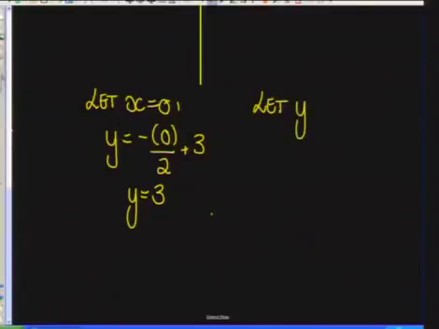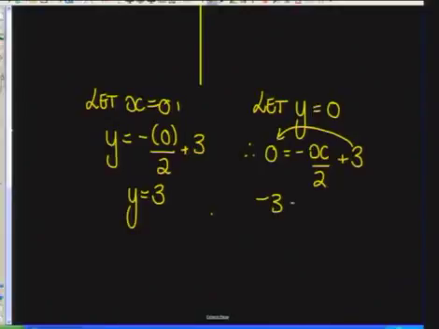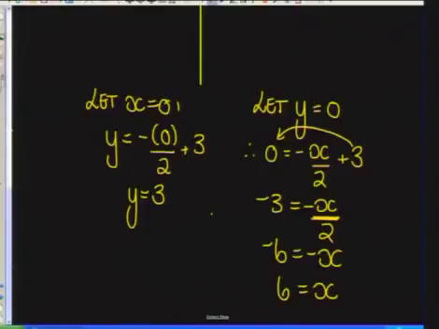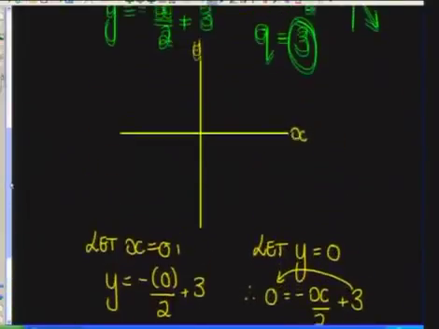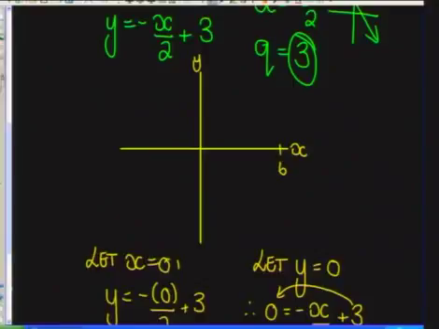And let y equal 0 means I'm going to land up with 0 equal to negative x over 2 plus 3. All right, let's bring our 3 over. So we're going to land up with negative 3 equals negative x over 2. Instead of dividing by 2 on the one side, I'm going to times it by 2 on the other side. So we get negative 6 equals negative x. And if I divide by negative on both sides, we get positive. So I get x is 6 and y is 3. So my x value is going to be a 6 and my y value is going to be a 3.